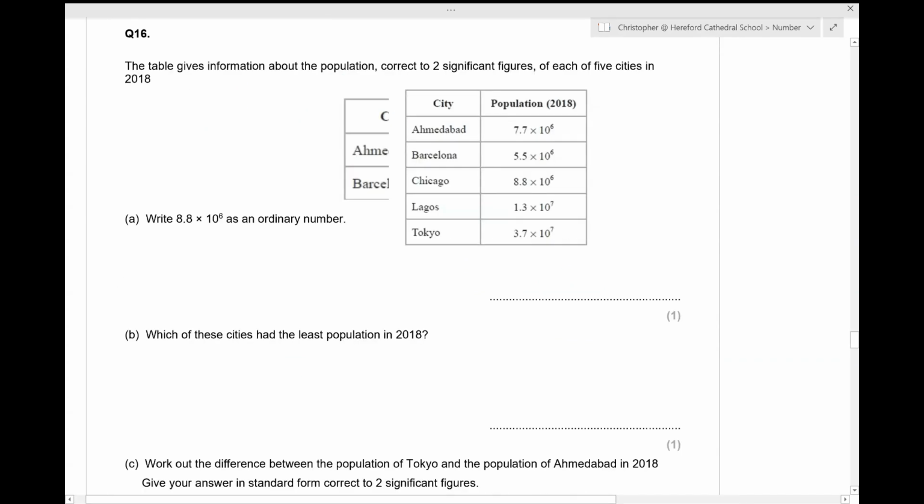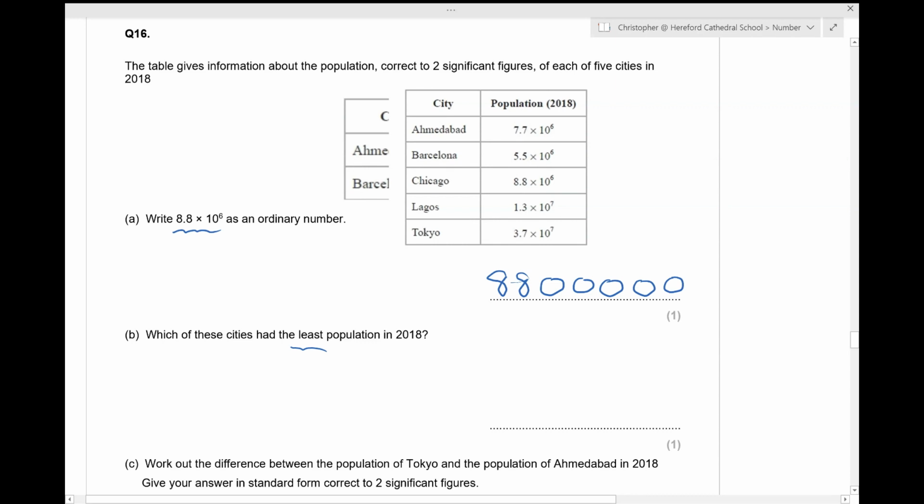Question 16. Okay, part A, nothing to do with the table. Right, 8.8 times 10 to the 6 is an ordinary number. That's going to be 8.8. Well, 88 is that times by 10 once, and then I'm going to have 5 more zeros there.